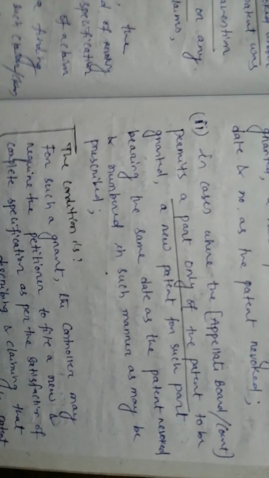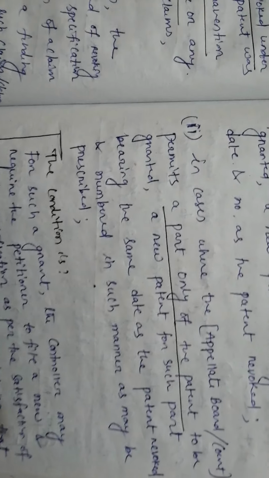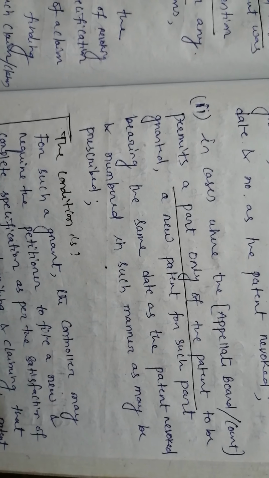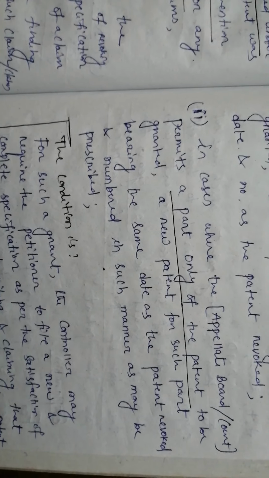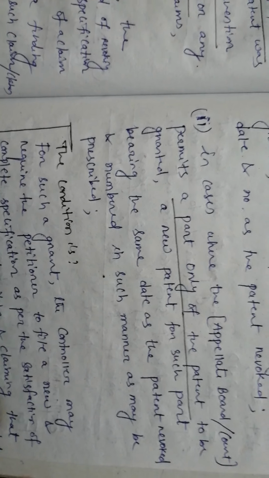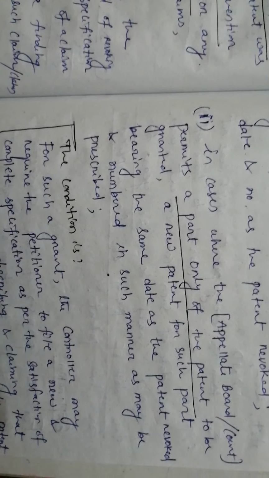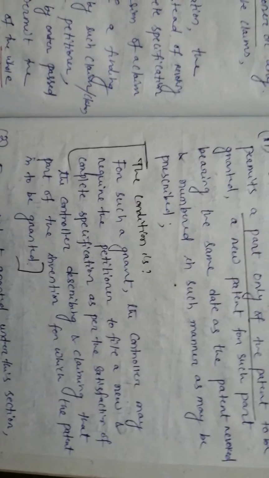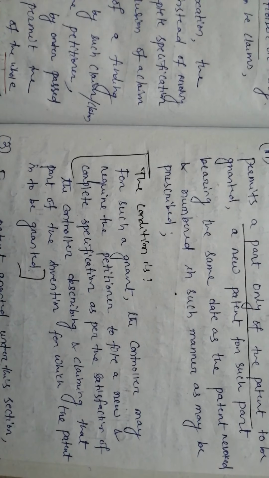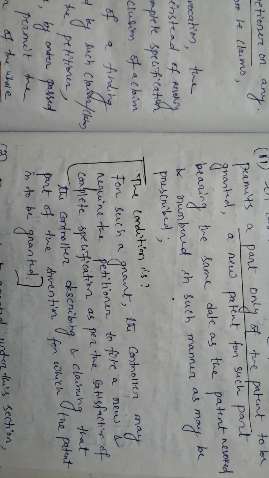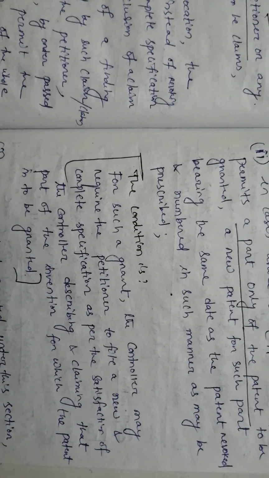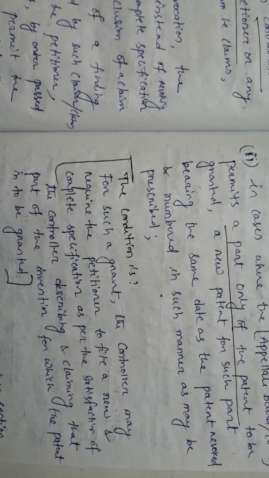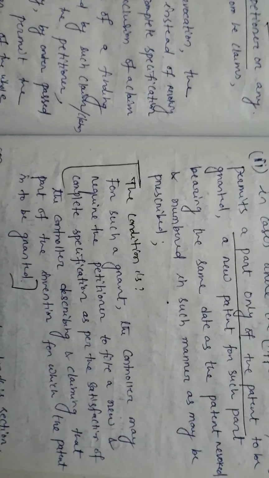This is very clear. Then bit number 2 says, in cases where the appellate board or court permits a part only of the patent to be granted, a part only, right? A new patent for such part bearing the same date as the patent revoked and numbered in such manner as may be prescribed. Fine. So the condition for this second bit is, for such a grant, the controller may require the petitioner to file a new and complete specification as per the satisfaction of the controller, describing and claiming that part of the invention for which the patent is to be granted.